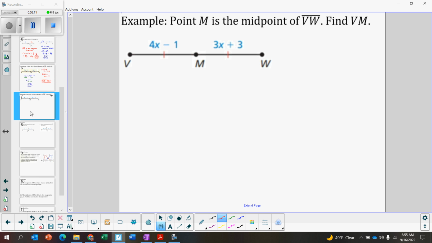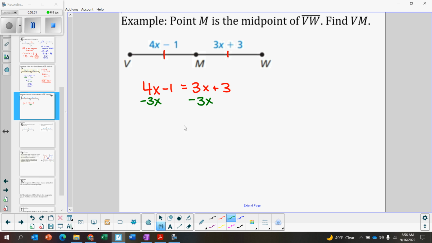Right, so here's another one. M is the midpoint of segment VW. We want to find just VM this time, but the process remains the same. We know those are equal, congruent. So set the 4x minus 1 equal to the 3x plus 3 and solve.